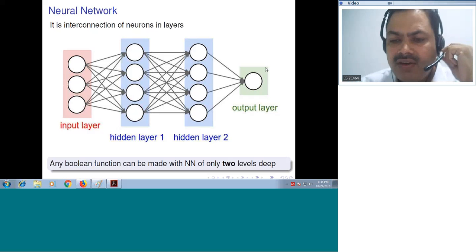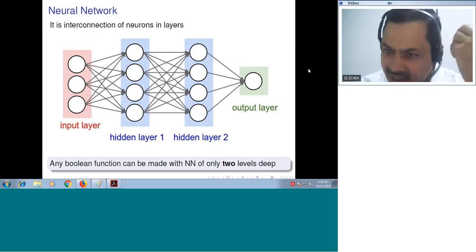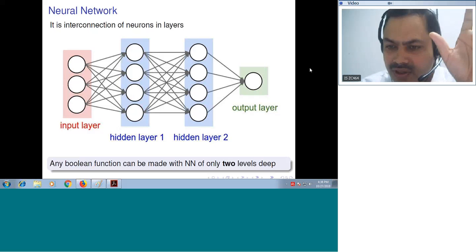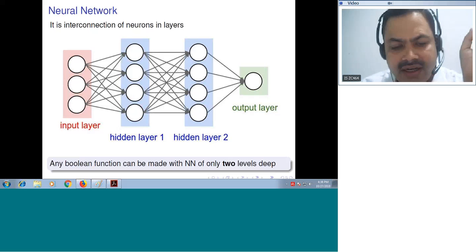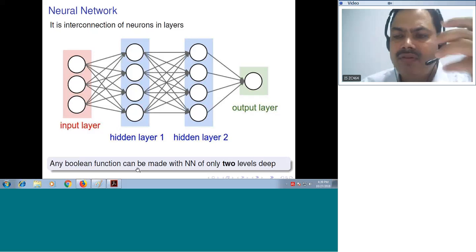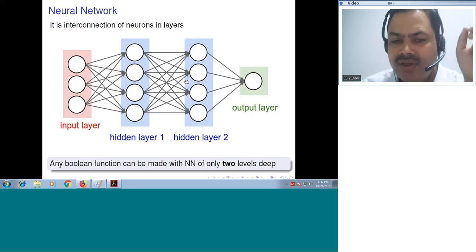Somebody is asking why 2 levels deep. No, you can make it 100 levels deep. That is not a big issue. But the point is that using only 2 levels deep, you can make any Boolean function. This is what the representation power is. Okay, but you have to increase the number of neurons over here. We are not going into much detail, because then it becomes very mathematical.